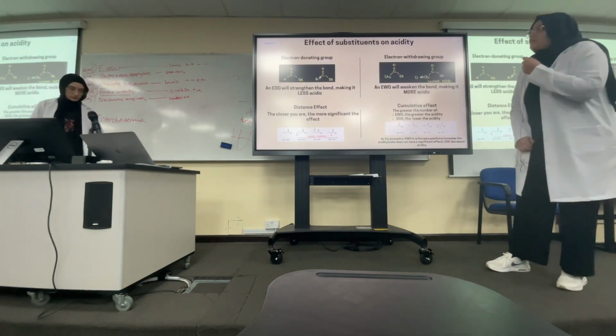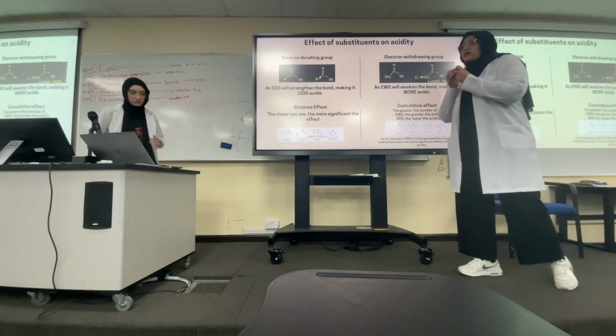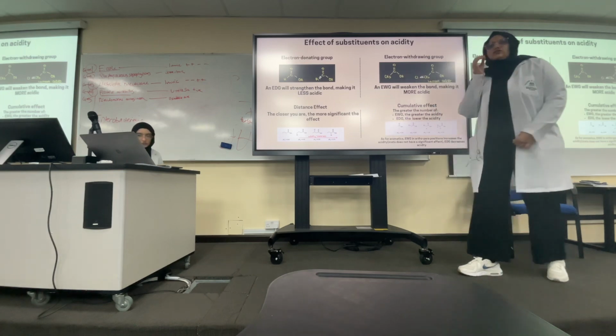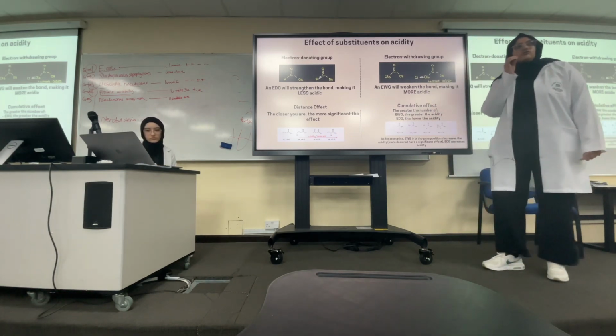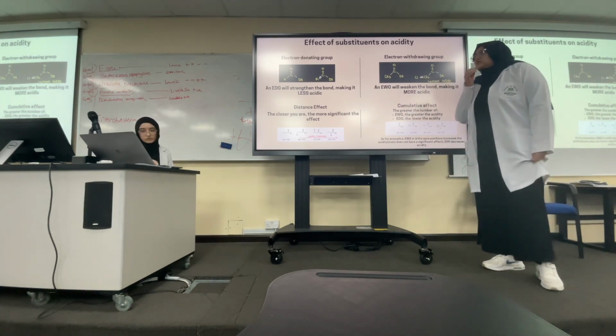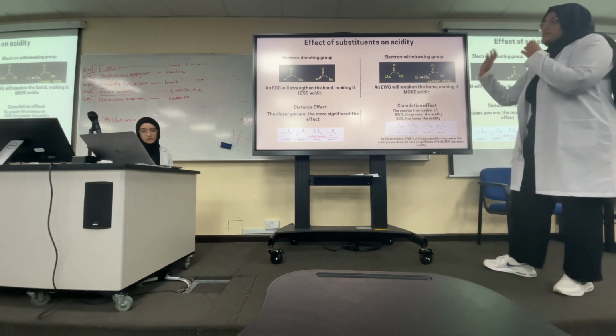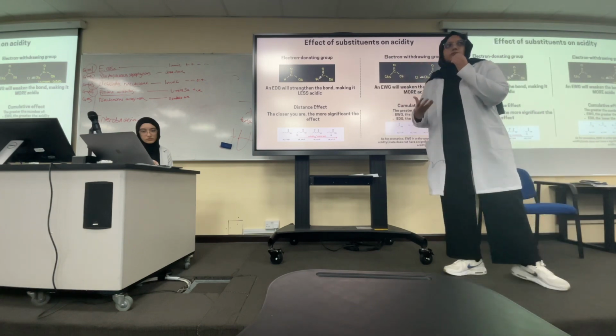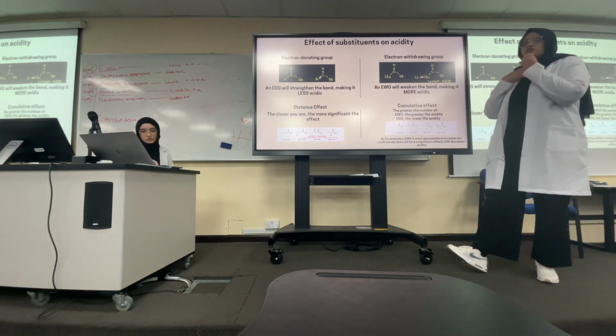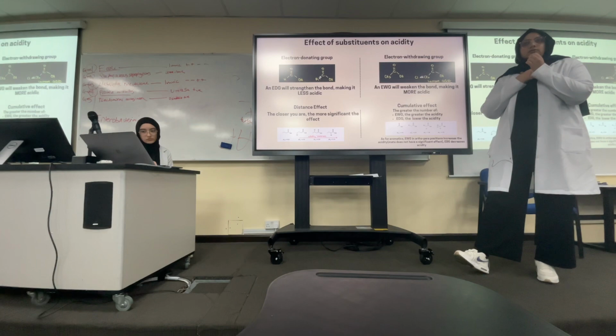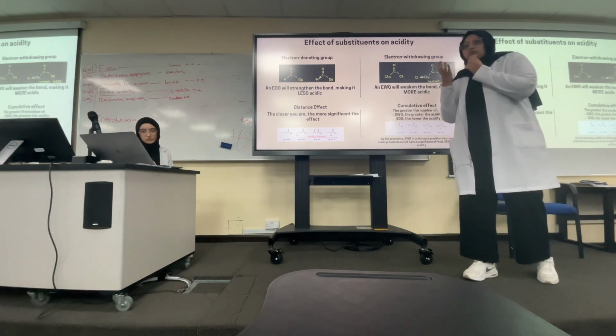Now, effect of substituents on acidity. Same thing as chapter 4, when you talked about electron withdrawing and electron donating groups. The same rule used there, we're going to use on our acids. If I have an electron donating group, I'm donating. Am I going to make the bond stronger or weaker? Stronger. Do you get why?